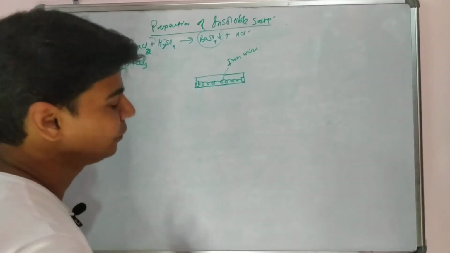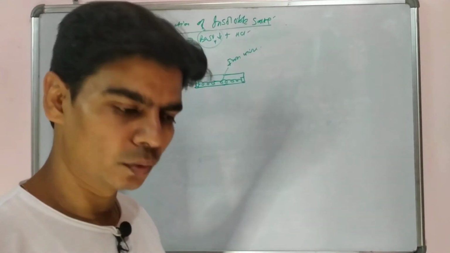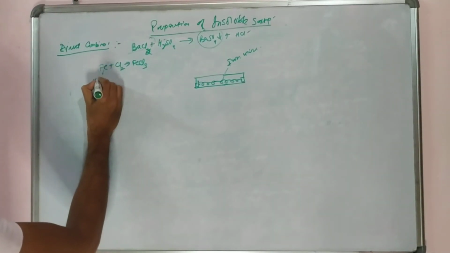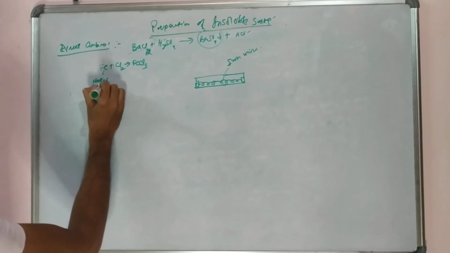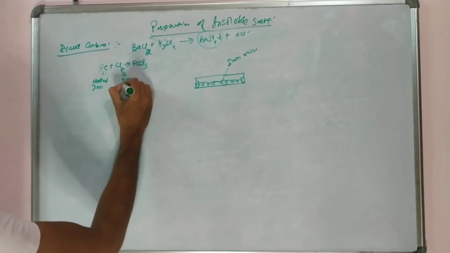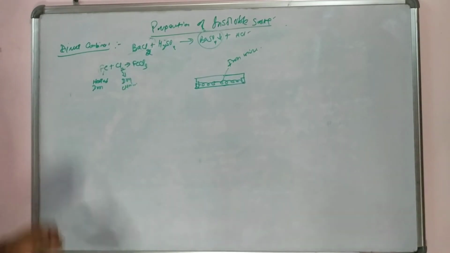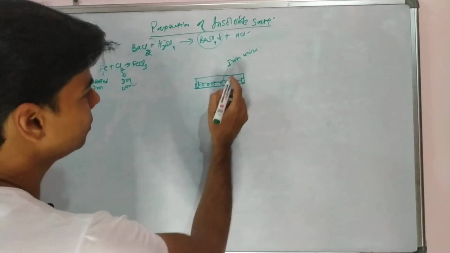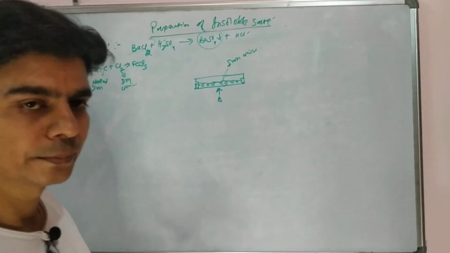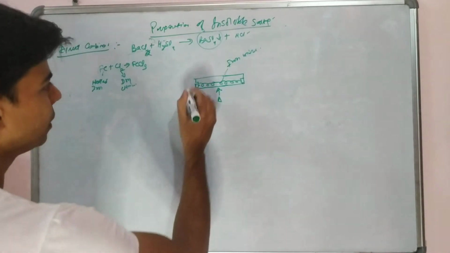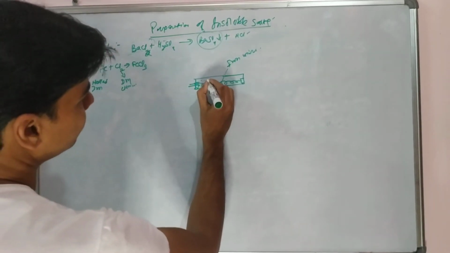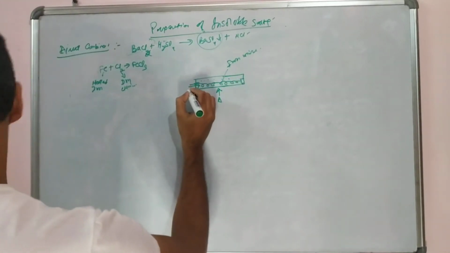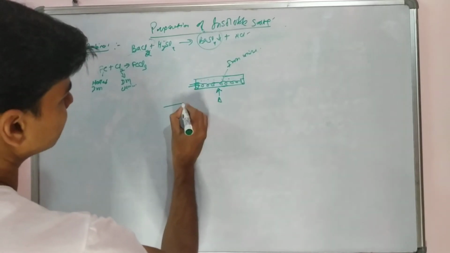When you pass dry chlorine gas over heated iron, it will form ferric chloride, right. This is heated iron, and this is dry chlorine. Now let's see how we will get dry chlorine and heated iron. This is a combustion tube, wherein we are heating this tube from outside, and iron is getting heated, and we are passing chlorine through this combustion tube. It's coming from here.